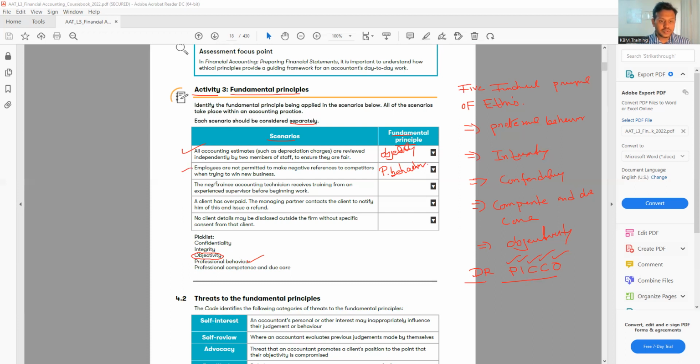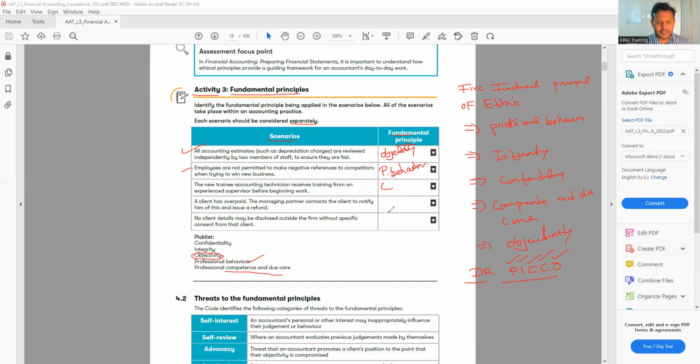The next one we have here, the new trainee accounting technician receives training from an experienced supervisor before beginning the work. So before you start the work, one person receives some training, and this is relevant to our competence and due care.